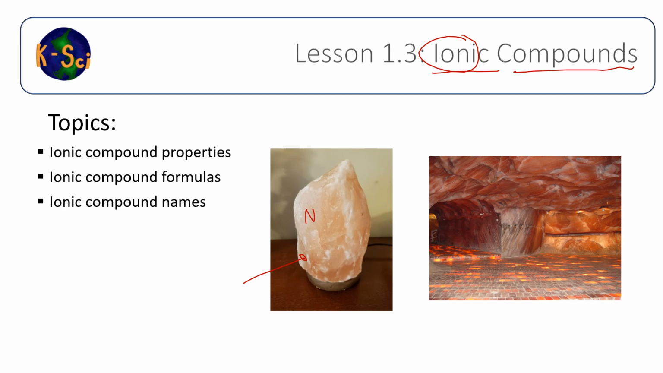This is a Himalayan salt lamp. It's the same salt that's in table salt, sodium chloride, but it has some extra minerals in it that give it that nice pink color. You can buy it to put on your food as well.